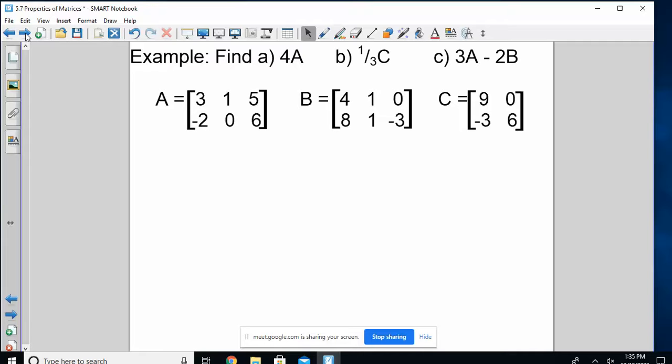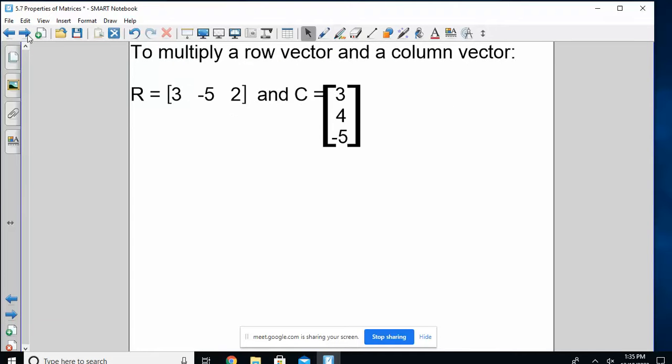So adding, subtracting, multiplying by a number, it's not too complicated. You probably could have got all those right even without me teaching you. The multiplying two matrices together is a little bit different. So we're going to start out just taking a single row times a single column.